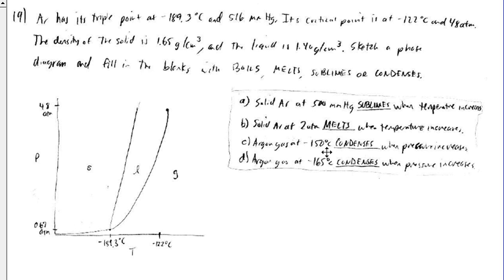Argon gas at negative 150 degrees Celsius would condense when the pressure increases, so negative 150 would be, I don't know, somewhere in this range here. So you're going to get the change from gas up and through liquid. So argon at negative 165 would condense when the pressure is increased as well. So negative 165 would be somewhere in here, and as you move up in terms of pressure, it's going to cross over the line from gas to liquid.